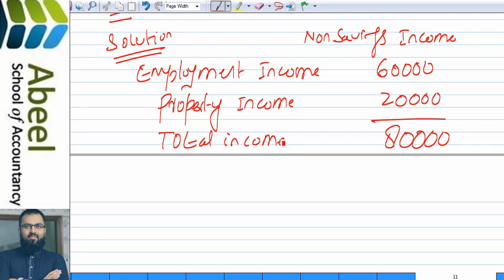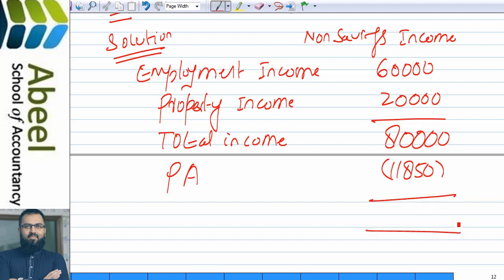Out of that total income, you have to deduct personal allowance, 11,850, as we have discussed earlier. Only on that income you have to pay tax, which is over and above the personal allowance. If someone is having income less than or equal to personal allowance, that person will not pay any tax. So after deducting personal allowance, the answer is 68,150. That is, we say, taxable income. This is our taxable income. 68,150 is a taxable income.